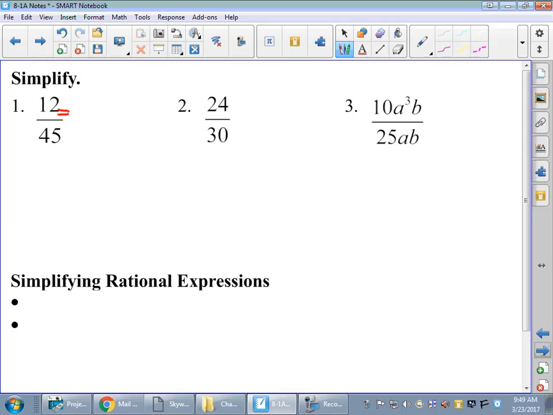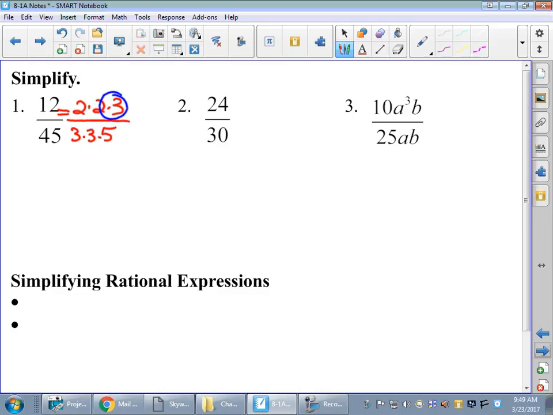If I look at 12 in its true factored form, it's 2 times 2 times 3. 12 is 4 times 3, but then 4 can factor down to 2 times 2. So 2 times 2 times 3 is 12. And 45 in its factored form is 3 times 3 times 5, which is 9 times 5, but I broke down 9. Now you can see that if you divide by 3, you're eliminating the common factor.